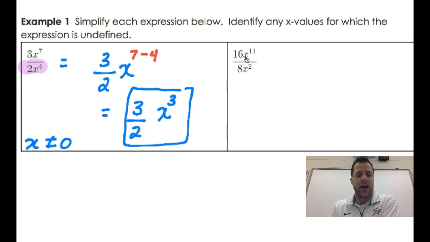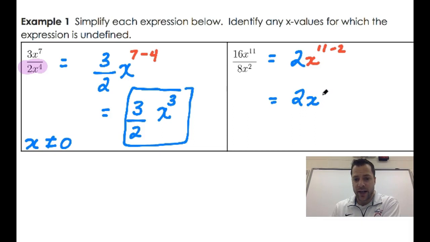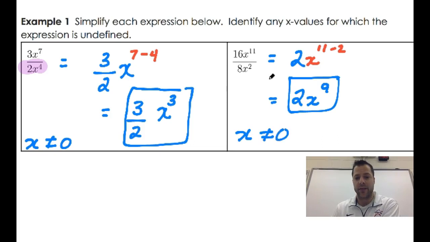So in example 2, we have 16x to the 11th divided by 8x squared. That's the rational expression we're talking about. We see that 16 divided by 8 is 2, so that reduces. Then you notice we have two variables with the same base of x, so you subtract the exponents, and you're left with 2x to the 9th. And just like the previous example, x cannot be 0. You can't get 0 in the denominator.